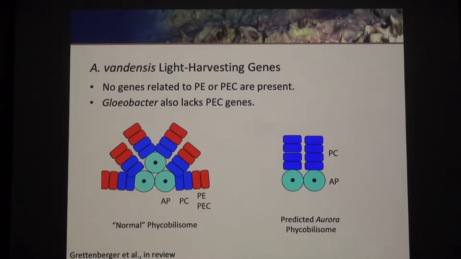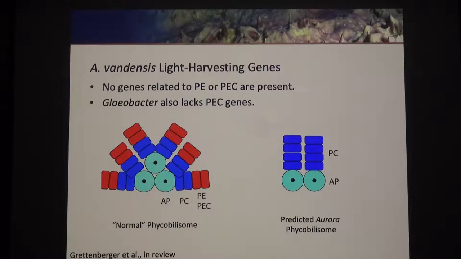So for photosystem II, normal cyanobacteria have a diversity of pigments that are arranged in an array to absorb a large amount of light. The pigments are sometimes switched out depending on the wavelengths of light. Aurora vandensis is missing the outer parts of those pigments, the phycoerythrin and phycoerythrocyanin. Globacter is missing the PEC genes, but has the PE ones. And then the Globacter does not have this form of phycobilisome or light harvesting. It has something that's more vertically stacked.